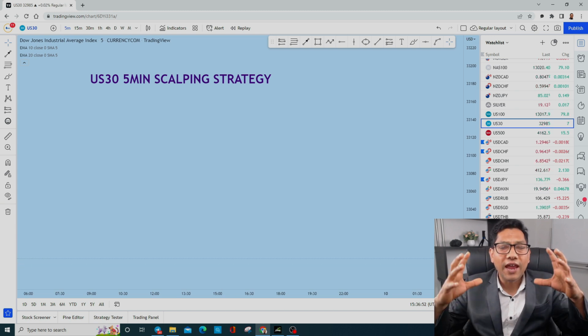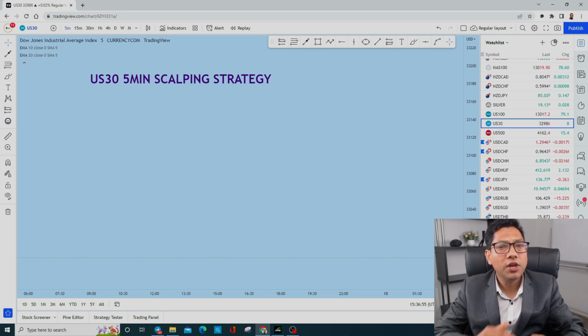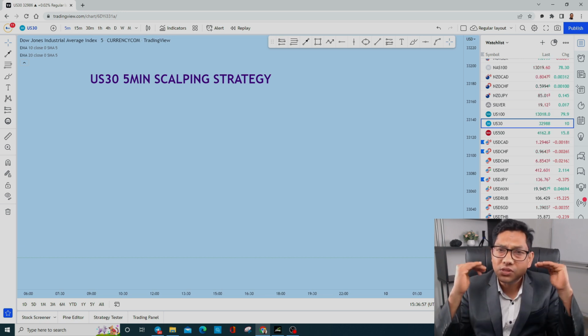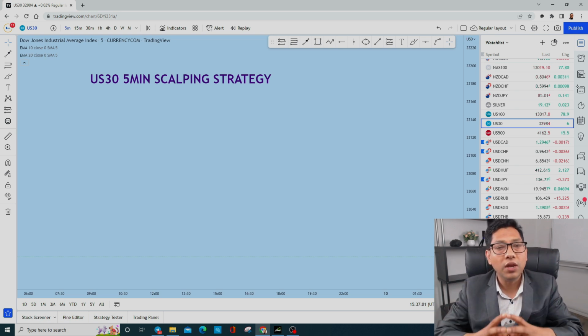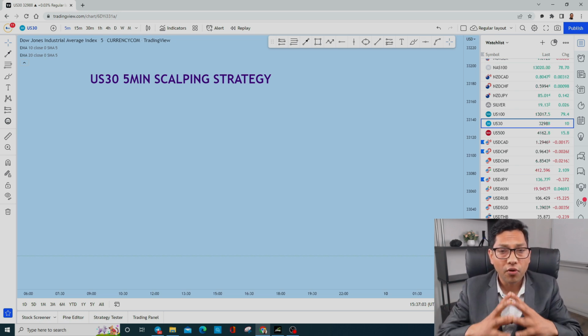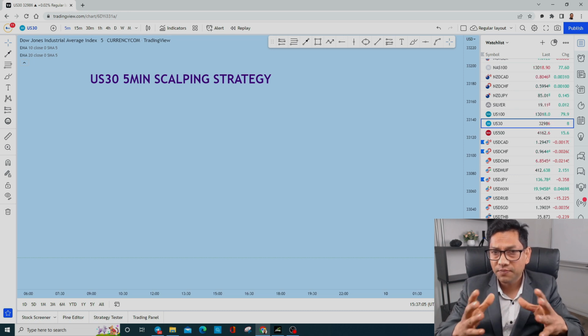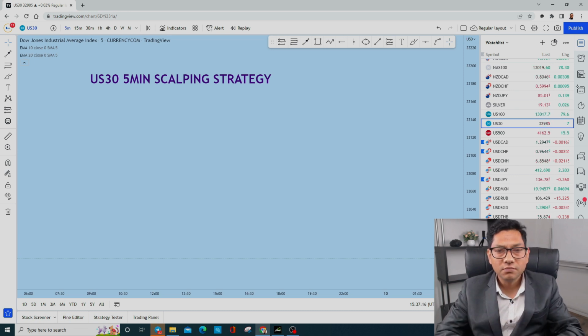You don't need a bunch of indicators, you don't need anything else, just simple support and resistance and a simple price action pattern will give you an incredibly profitable scalping strategy in US30.